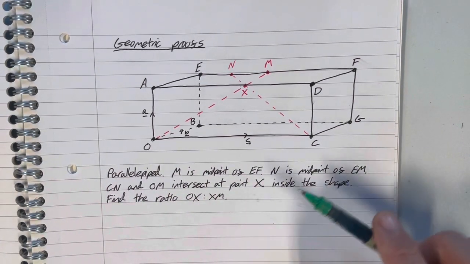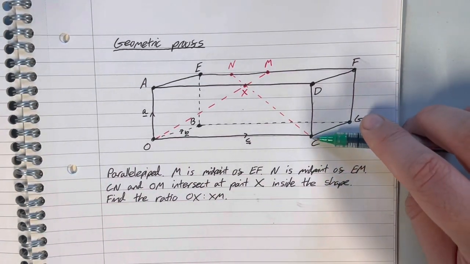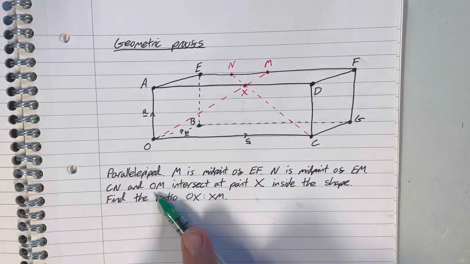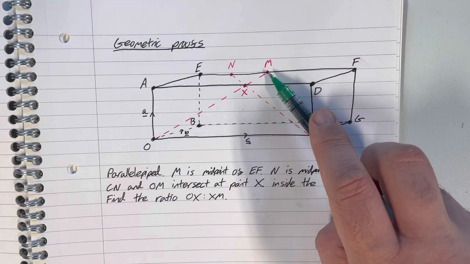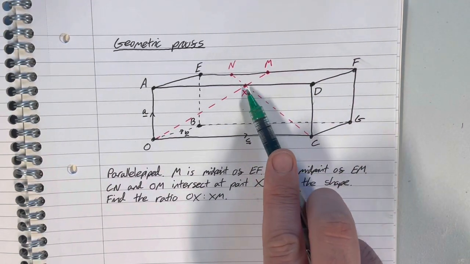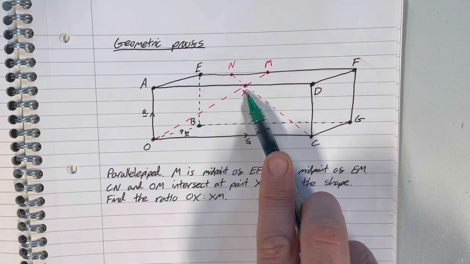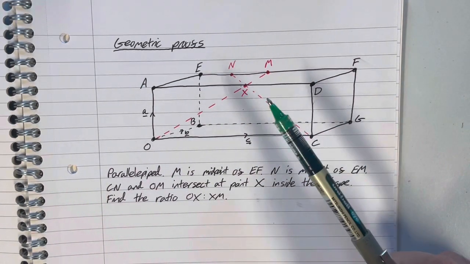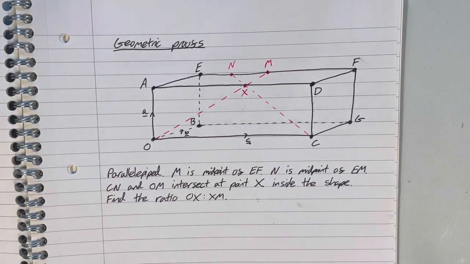CN, so that's the line going from this vertex to that point, and OM, so that goes from the origin to the midpoint over here, intersect at the point X. So I've labelled X. I know it looks like X is on the line AD, but it's not. It's behind it. It's actually inside the parallelepiped. And we are asked to find the ratio OX to XM.